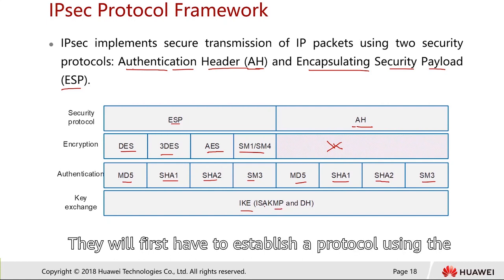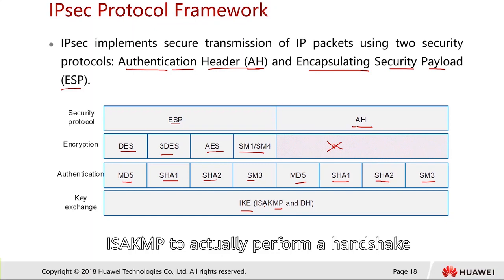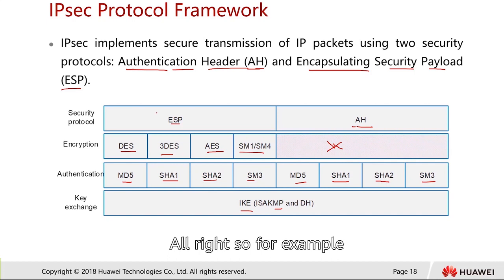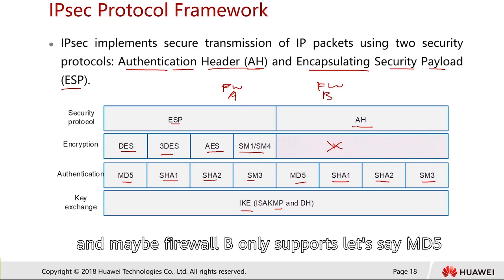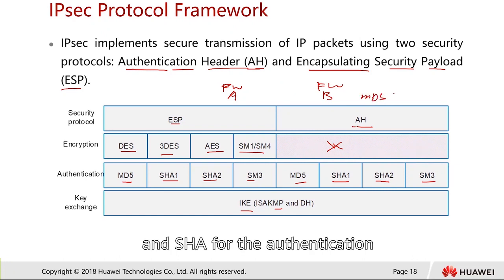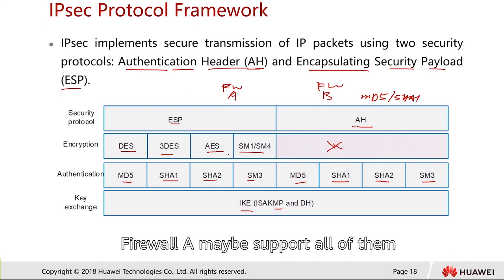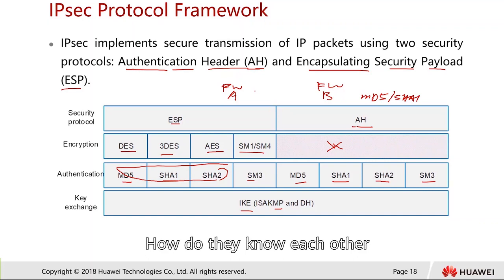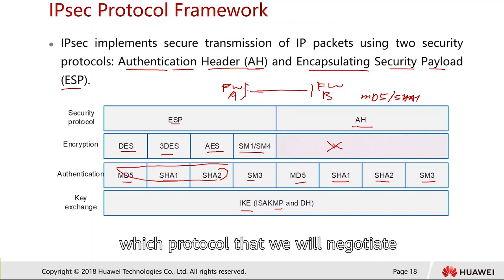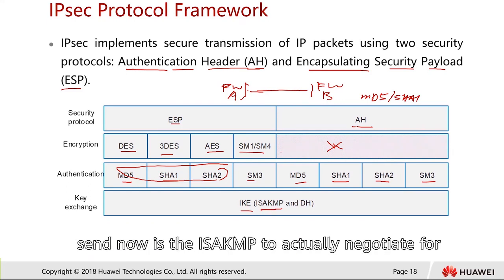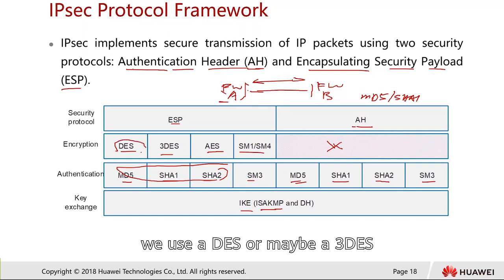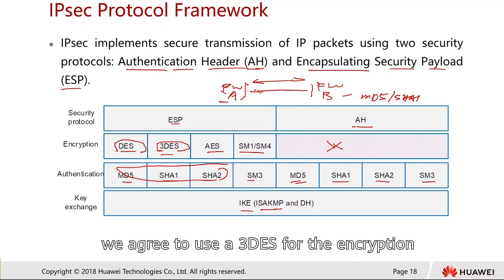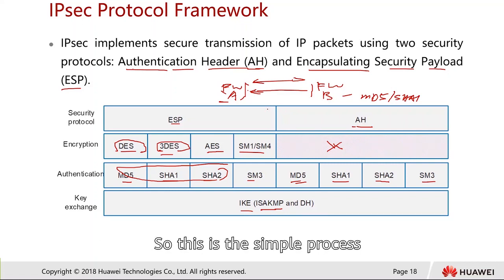They will first have to establish a protocol using ISAKMP to perform a handshake, to negotiate between the two parties. For example, we have firewall A on this side and firewall B on this side, and maybe firewall B only supports, let's say, MD5 and SHA for authentication, and firewall A maybe supports all of them. How do they know which protocol to negotiate? This is the reason why the first packet they send out is the ISAKMP protocol, to negotiate what kind of mechanism to use. One says, okay, we use MD5. In terms of encryption, we use DES or maybe triple DES, and the other says, okay, I agree, we use triple DES for the encryption. So this is the simple process.